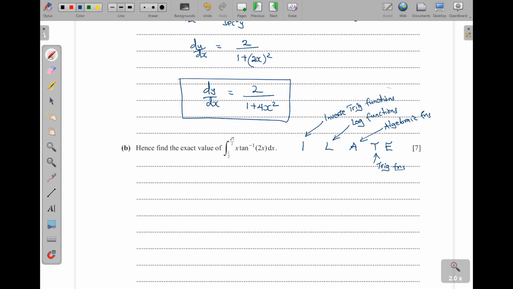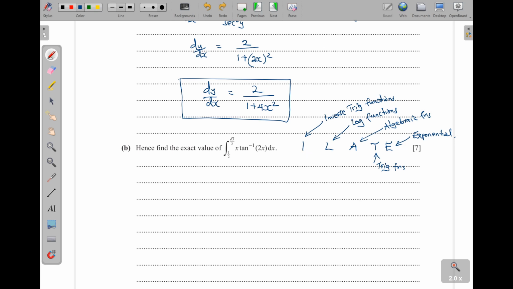Don't confuse these two. This is inverse trigonometric functions. This is just trigonometric functions that don't have the inverse. Then this one here is exponential functions. Now in here we are having algebraic, so it is here, and then inverse, which is here. So which of these two comes first? It is inverse. So the one which comes first is the one you differentiate.